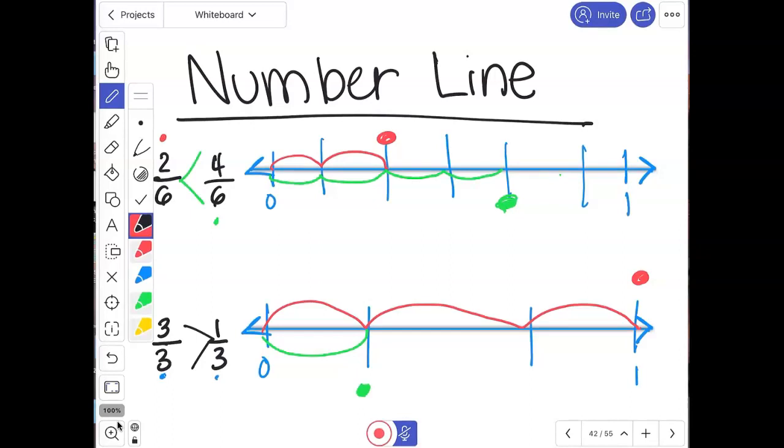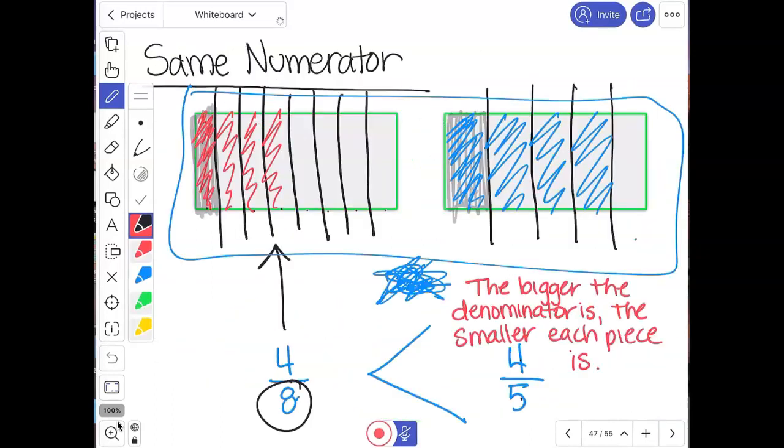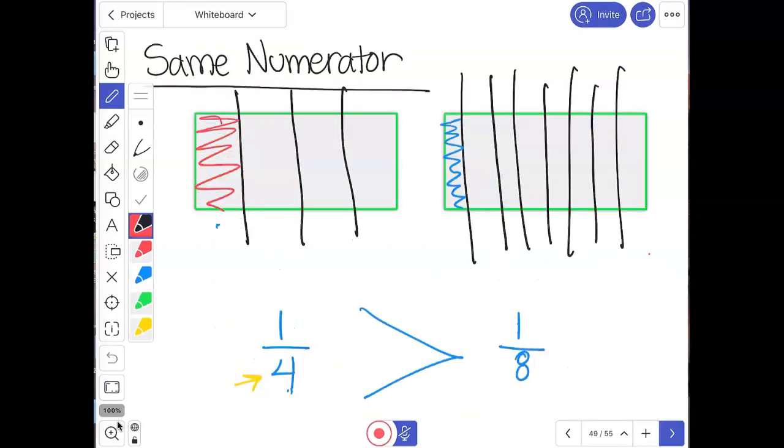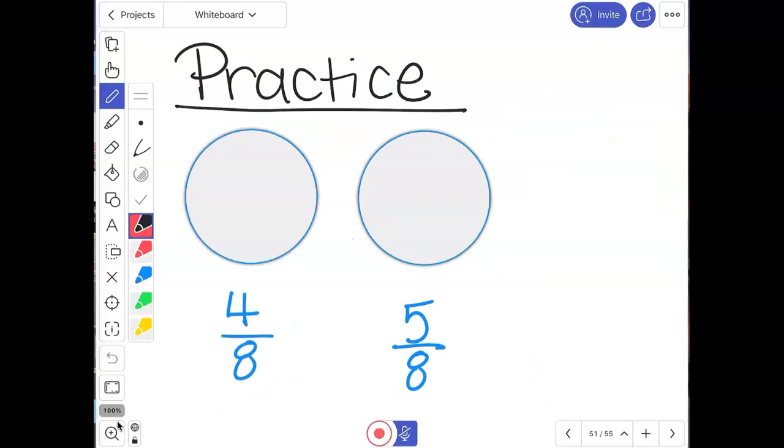All right, let's get to some more practice together, and then I'm going to send you off on your merry way to do some math. Okay, 4/8, 5/8. All right, so first thing I do is I look at it and I say the denominators are the same. So if the denominators are the same, I'm going to think back to earlier in the lesson. If denominators are the same, I just look at the numerators. 4 is less than 5.